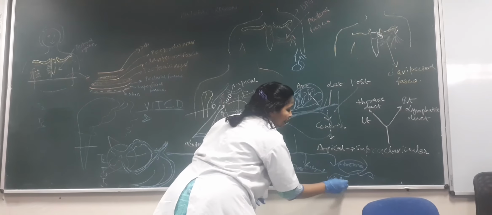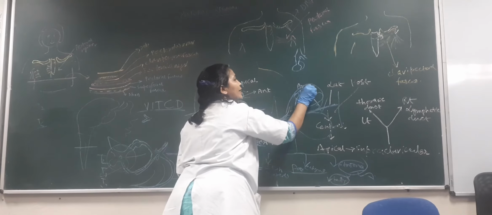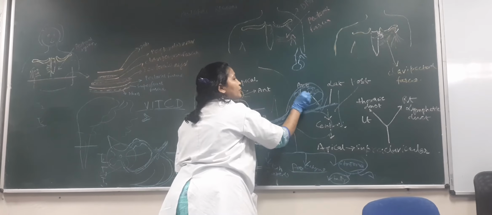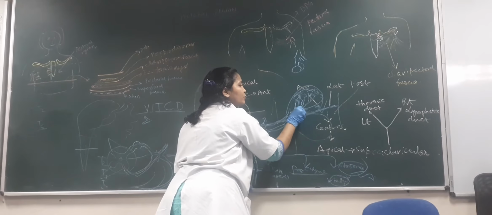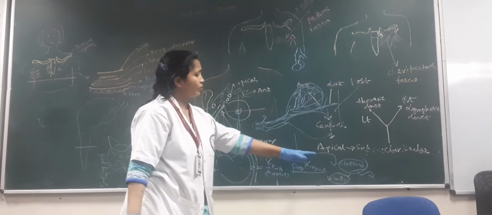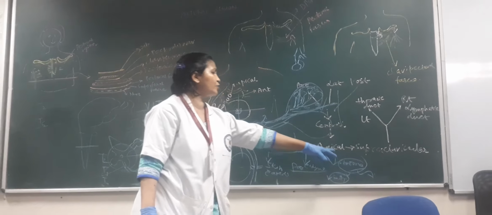And the other one is fatty stroma, which forms the main bulk of the gland. In between the lobules and acini, there is so much fat, the loose areolar tissue, which forms the stroma as a whole.